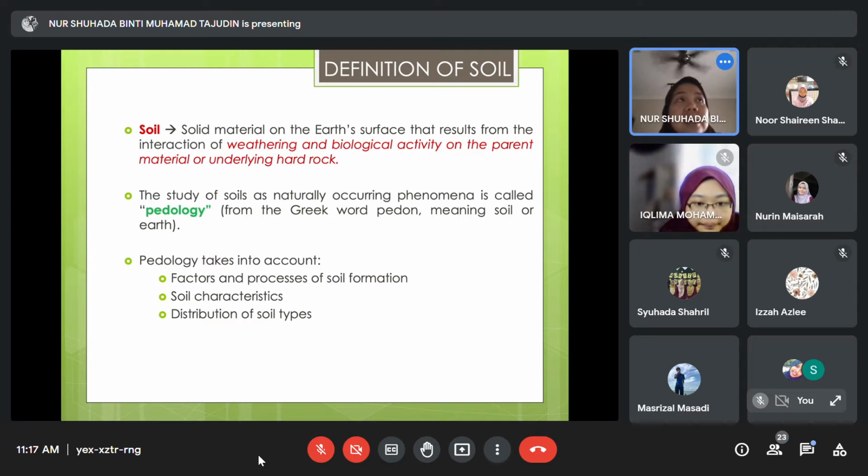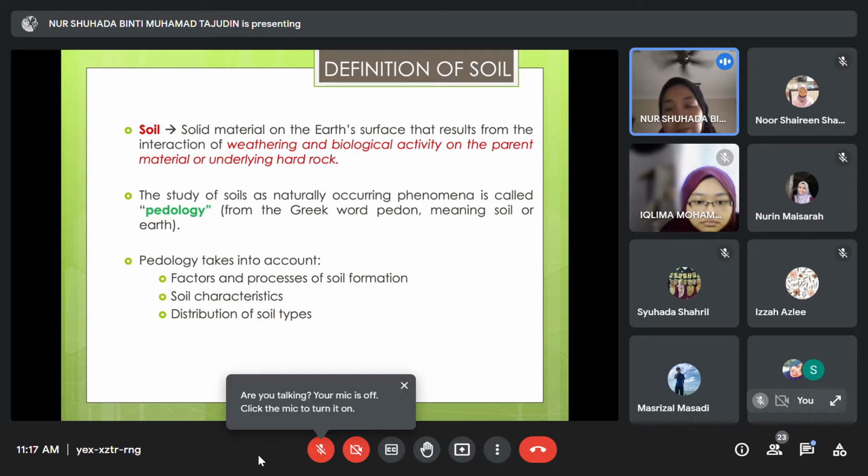Dia lah yang akan membagi ciri-ciri kepada soil tu. It will give the soil different characteristics and properties. So different parent materials, different types of soil.